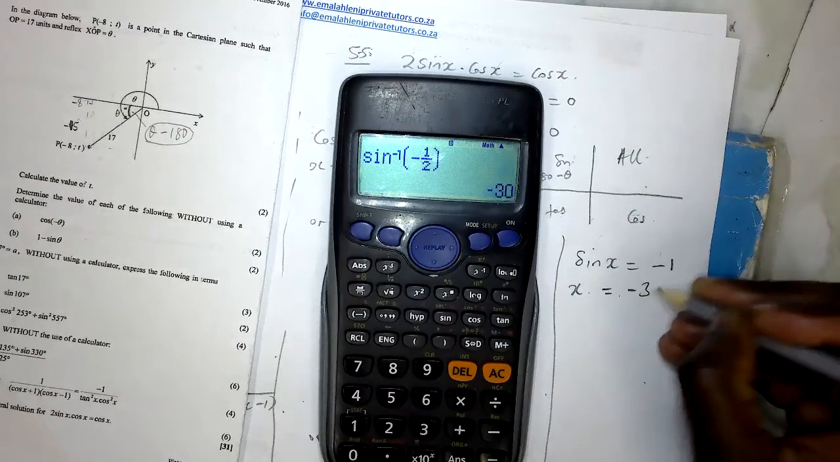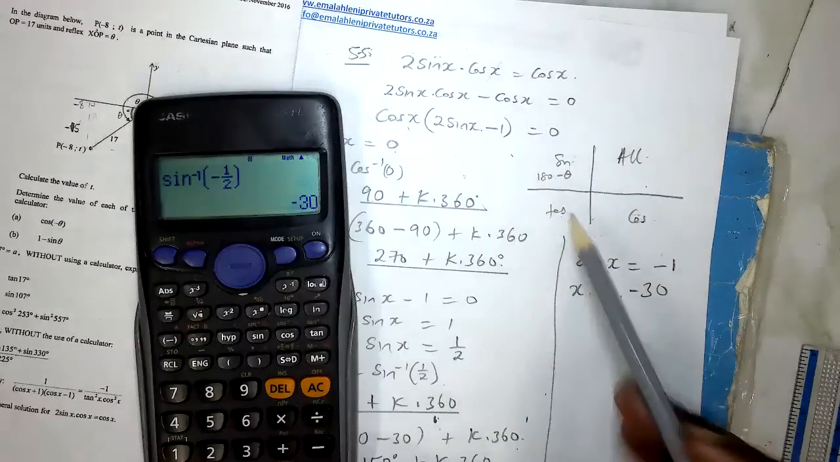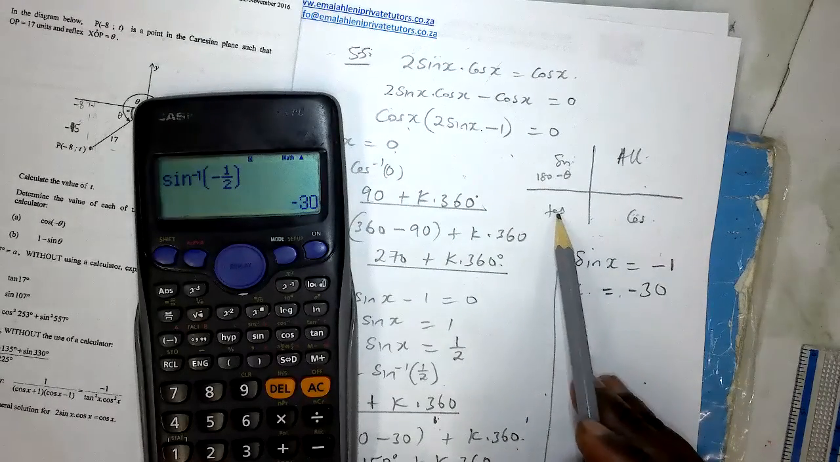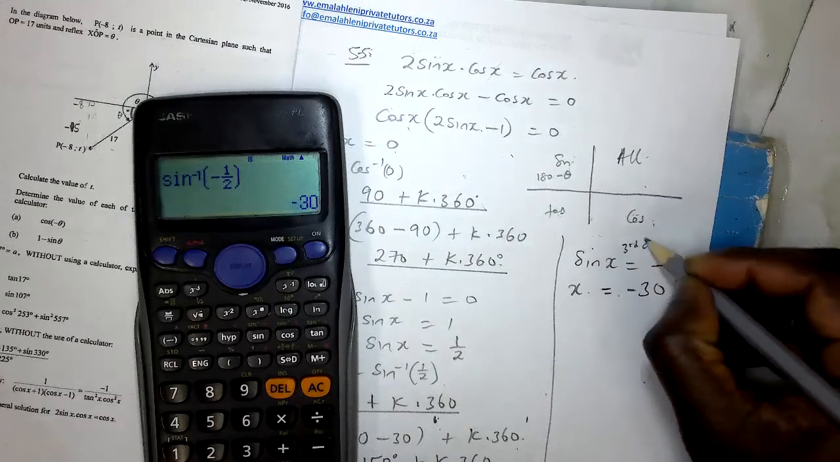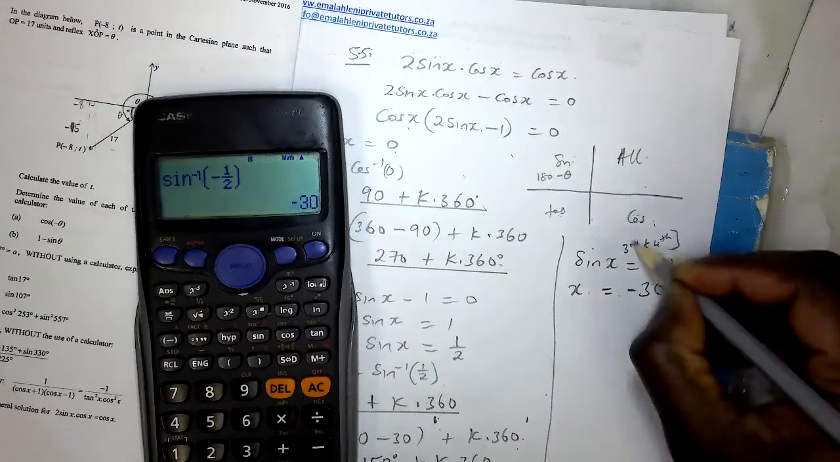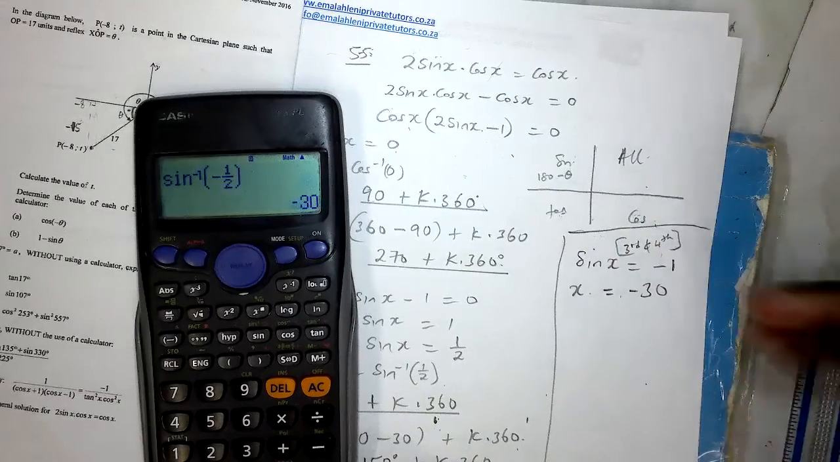But now you can't write this -30. What must you do? You must find the angle in the third and fourth quadrants. So you know that here is going to be third and fourth. That's where your answer should lie.